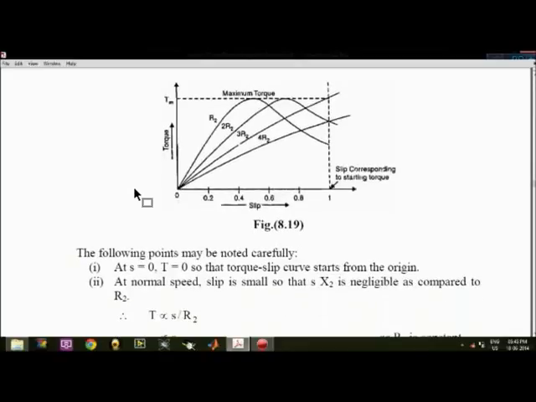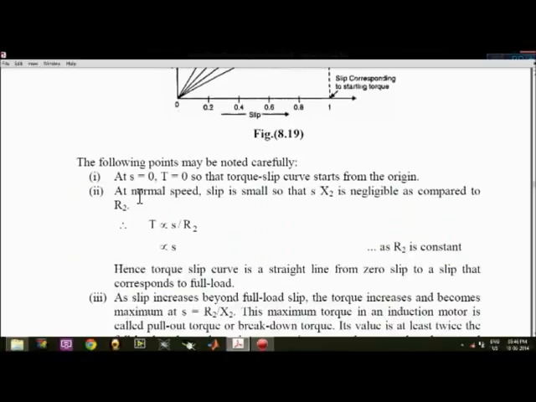So you need to remember some of these points. At s equals 0, that is, at slip equal to 0, the torque is equal to 0, so the torque slip curve starts from the origin. But at normal speed, slip is small, so that S X2 is negligible as compared to R2, and this torque is directly proportional to slip by R2, or you can say this torque is directly proportional to slip when R2 is constant. Hence the torque slip curve is a straight line from 0 slip to a slip that corresponds to full load.